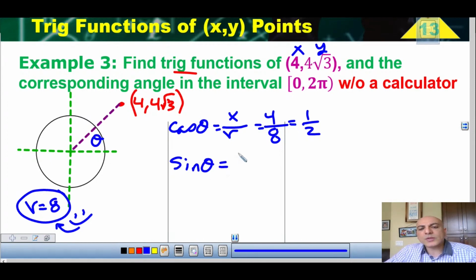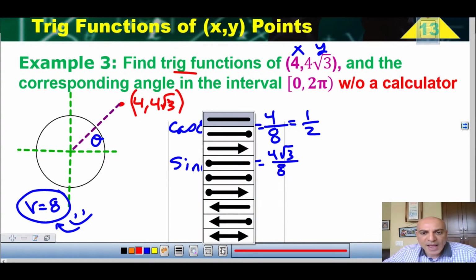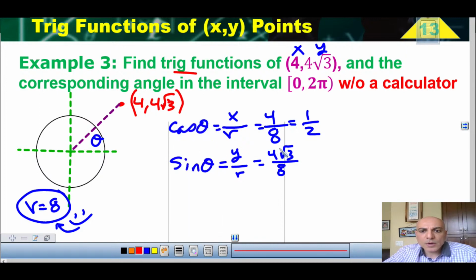Sine theta equals the y over r. And the y is here, 4 square root of 3, that's given, over r, which is 8. Now your math ability would show up because you need to simplify. The 4 and the 8 are going to give you a 1 over 2. Interesting, there's a 2 at the bottom. Yes, there's a 2 at the bottom. There's nothing wrong with that. That's going to give you a square root of 3 over 2.